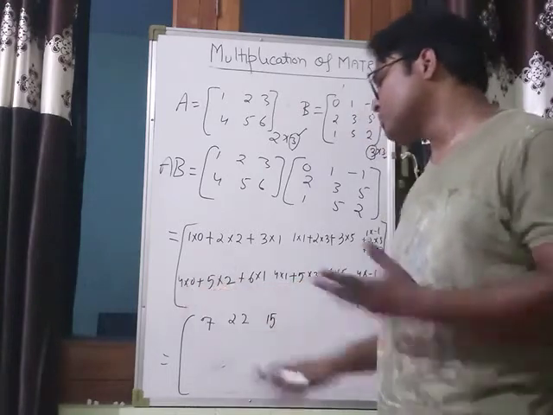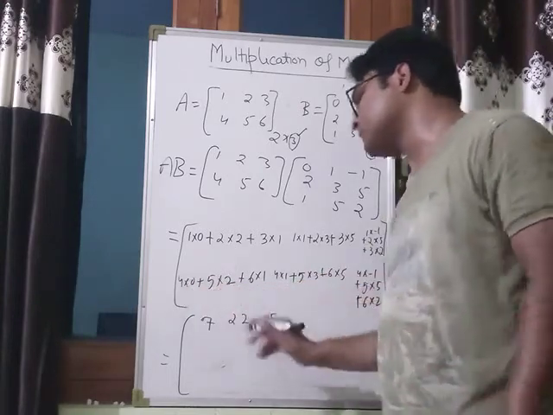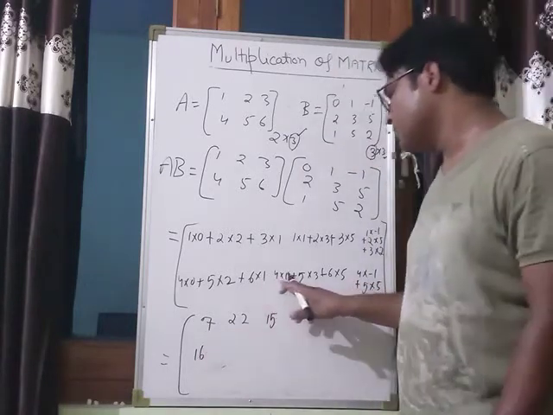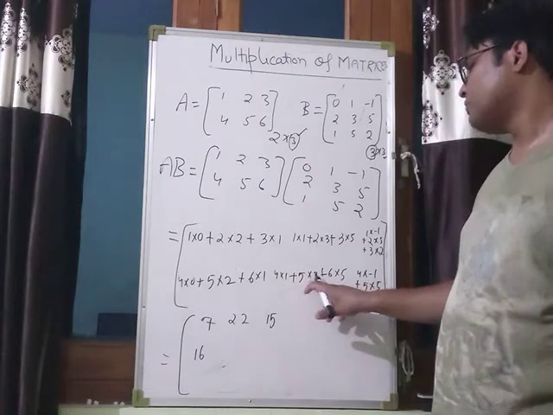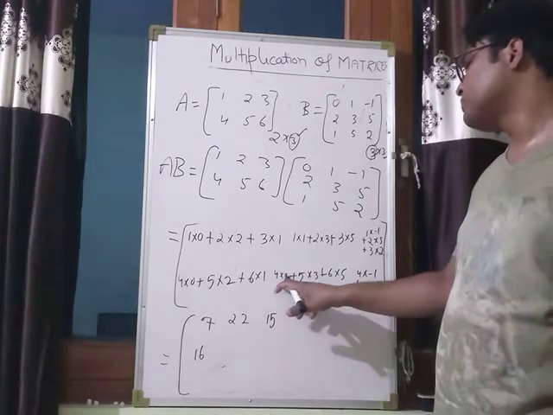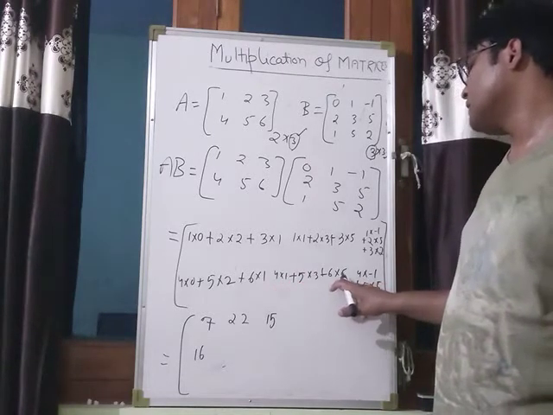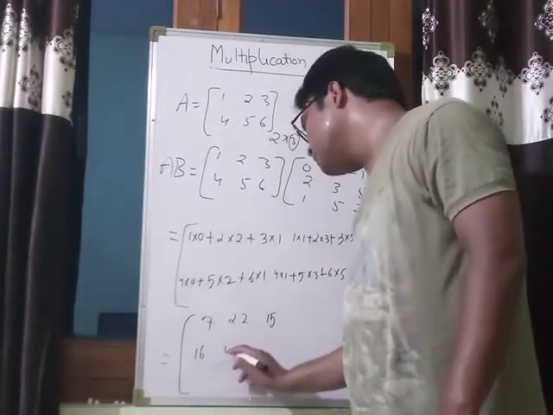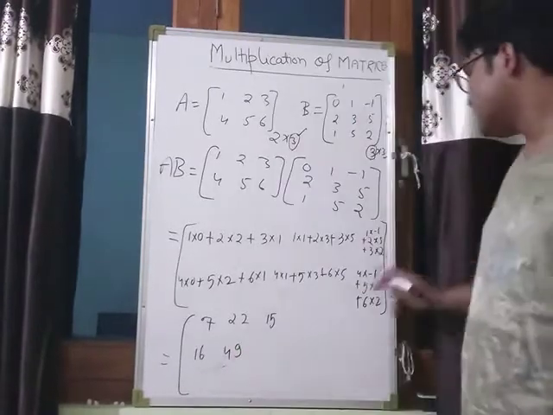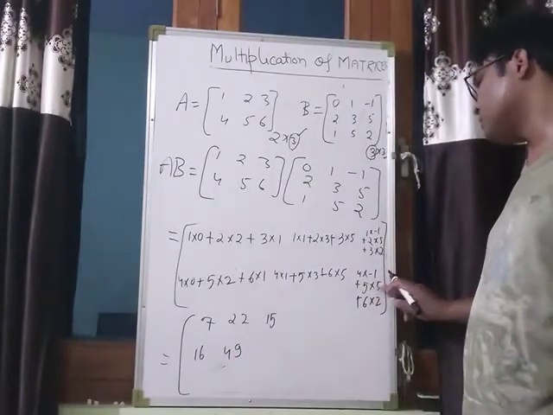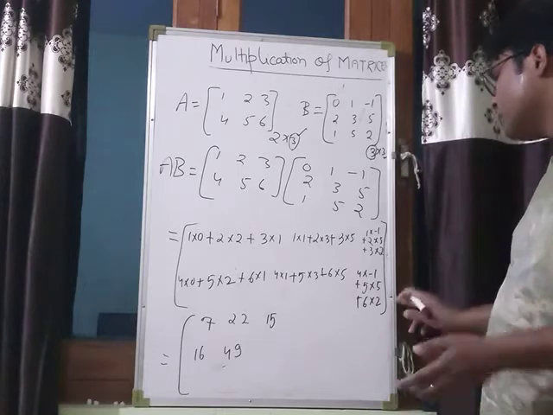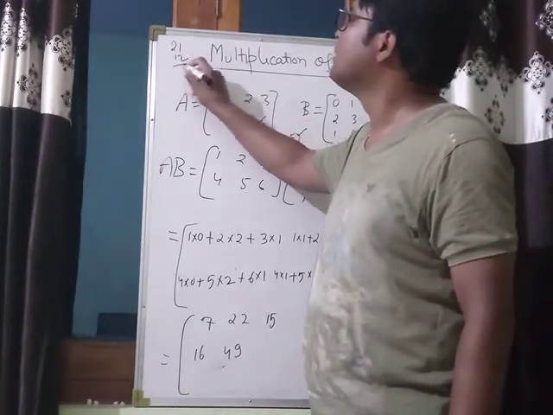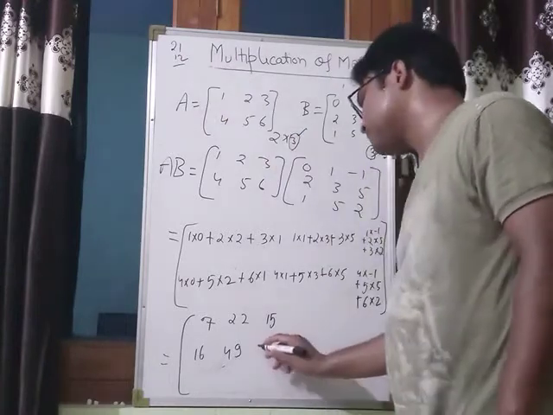This is 4 into 0, 0, 5 2s are 10, 6 1s are 6, 10 plus 6, 16. Then 4 1s are 4 plus 5 3s are 15, 15 plus 4, 19, and 6 5s are 30, 19 plus 30, 49. And this is 4 into -1, -4, 5 5s are 25, 25 minus 4, 21, 6 2s are 12, 21 plus 12, that is 33.